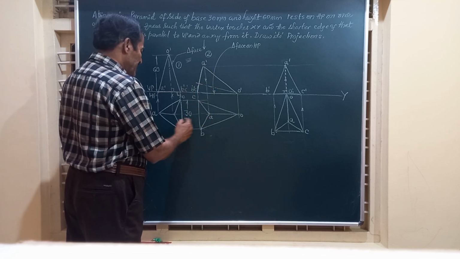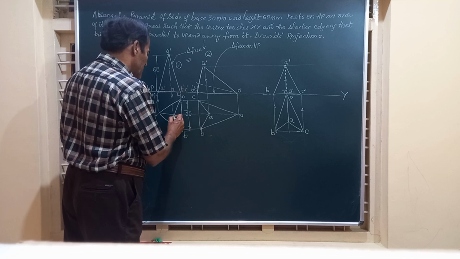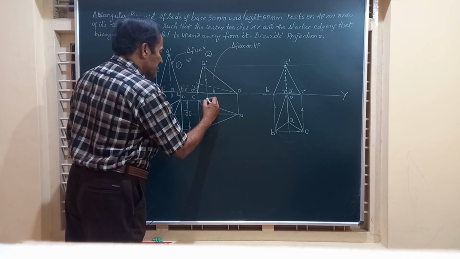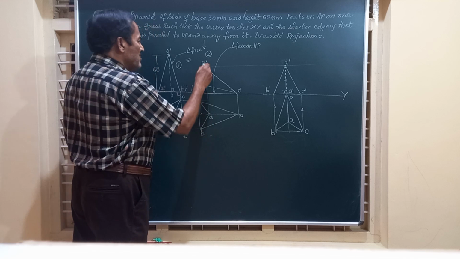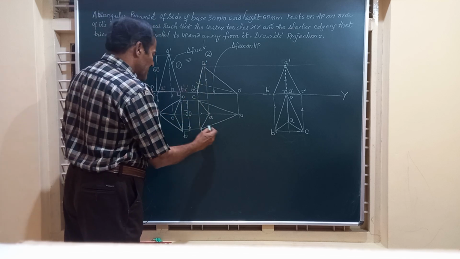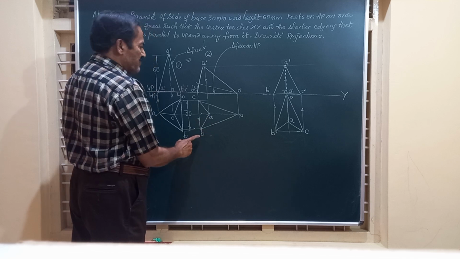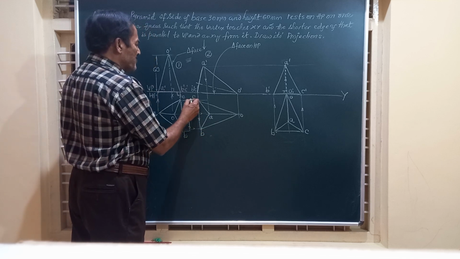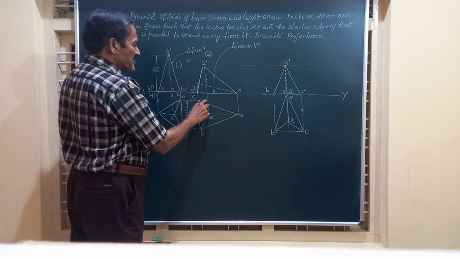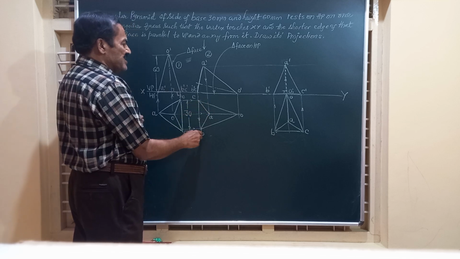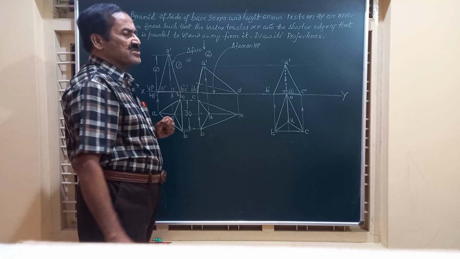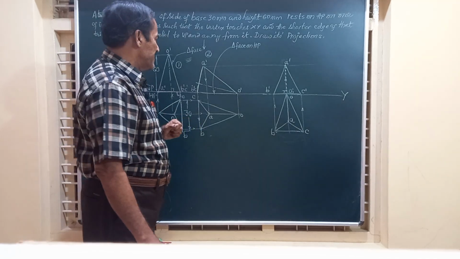Vertical line from A, horizontal line from here, and we get this point as A. Similarly, vertical line from B, horizontal line from B, the point where those two intersect will be the point B. Similarly, we obtain the point C. So we have got A, B, C, the triangular face of the base of the pyramid.